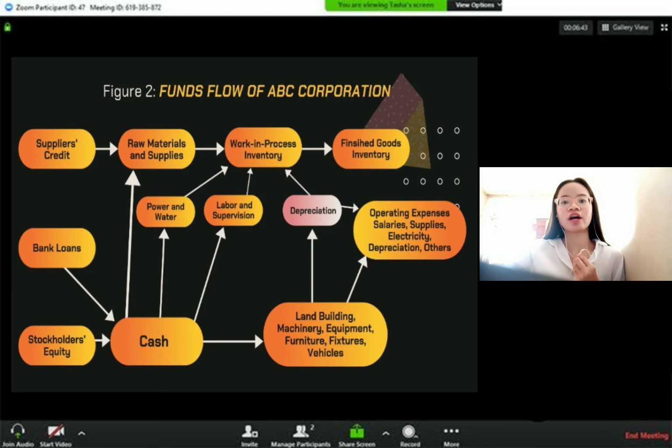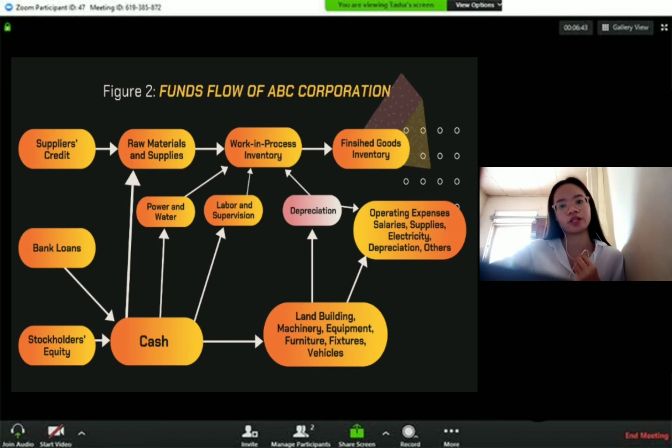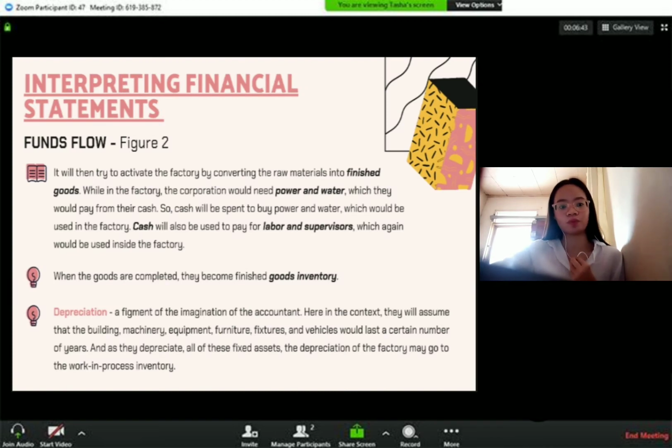Meanwhile, the accountant will have an account called depreciation. Machinery, equipment, furniture, fixtures, and vehicles would last a certain number of years. For example, buildings 20 years, machinery and equipment 10 years, furniture and fixtures perhaps 5 years, and so on and so forth. And as they depreciate all of these fixed assets, the depreciation of the factory may go to the work in process inventory. We should take note that depreciation is not really included in this flow, but it is necessary to be understood in making and interpreting financial statements. Later, we will explain further why it is so.